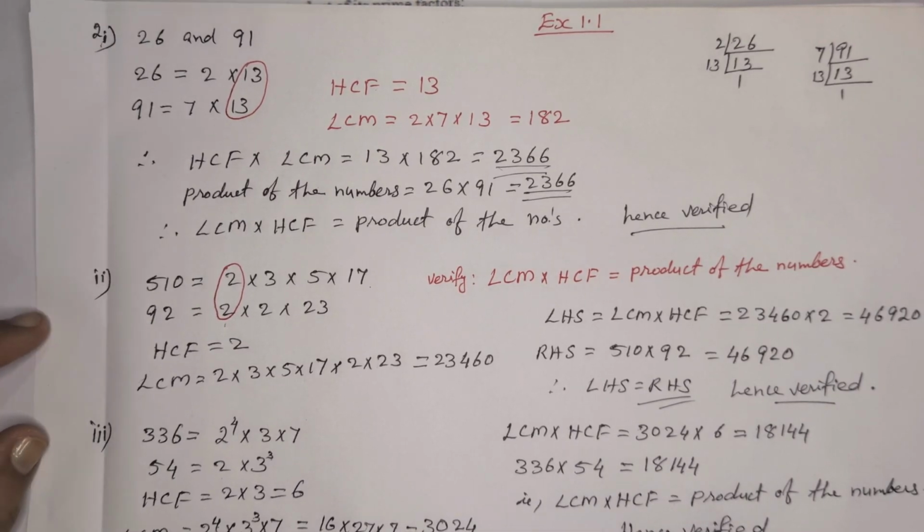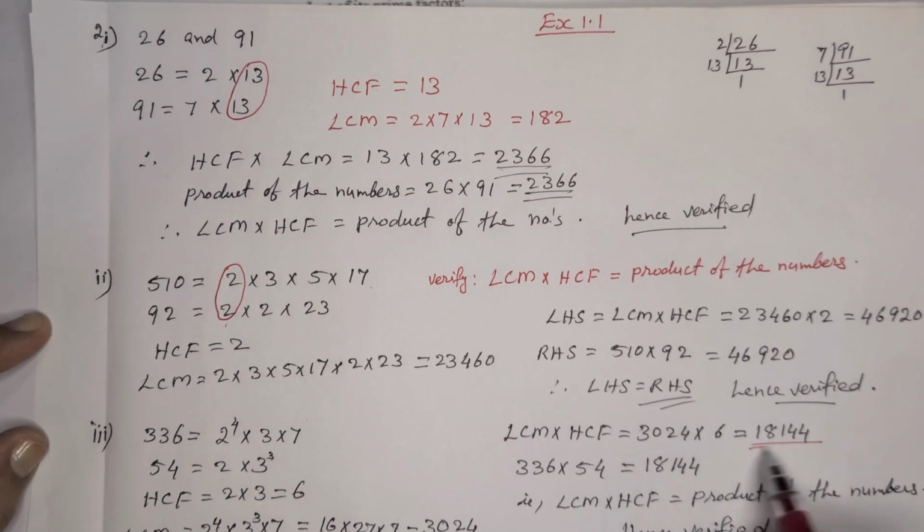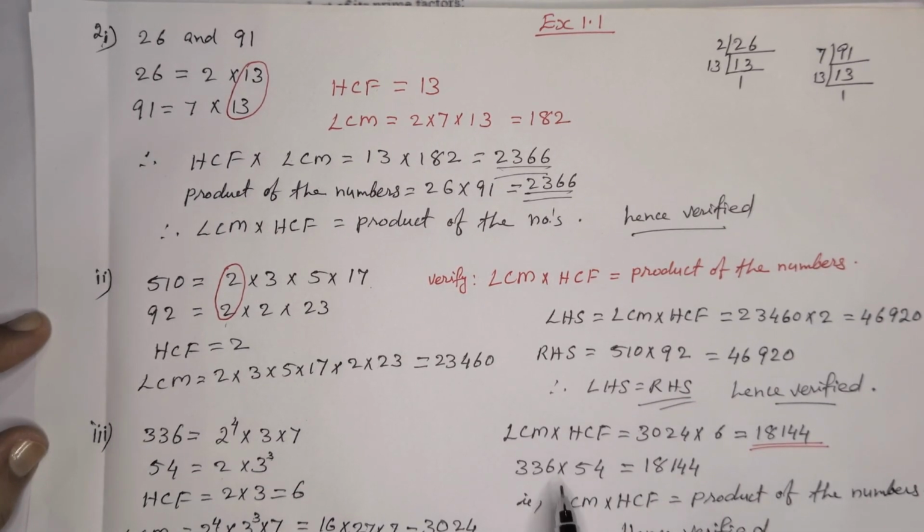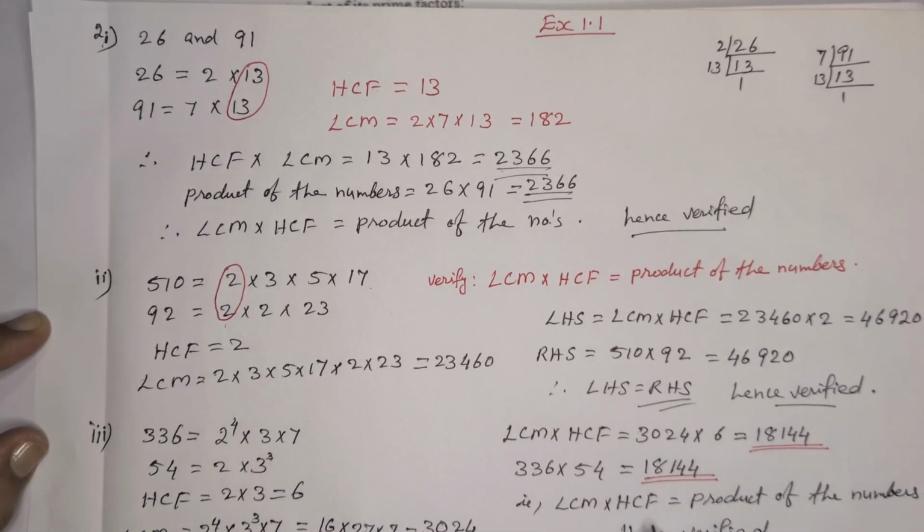Then we can take the LHS. LCM into HCF is equal to 3024 into 6, which we get as 18,144. And the product of the numbers, 336 into 54, is also 18,144. That is, LCM into HCF is equal to the product of the numbers.